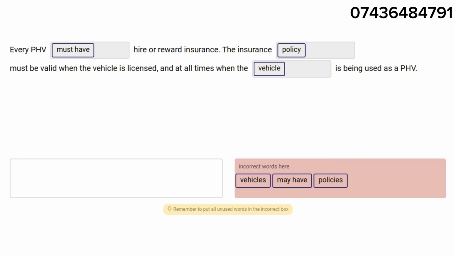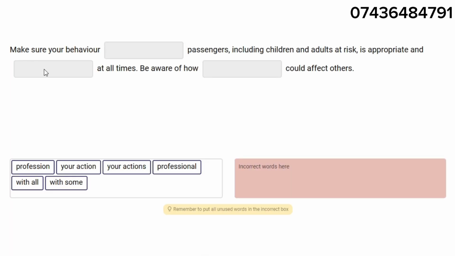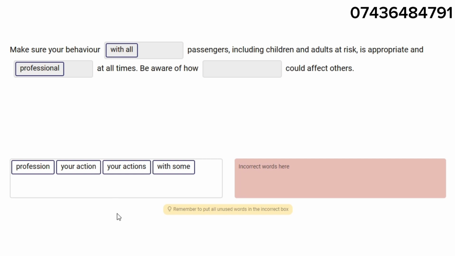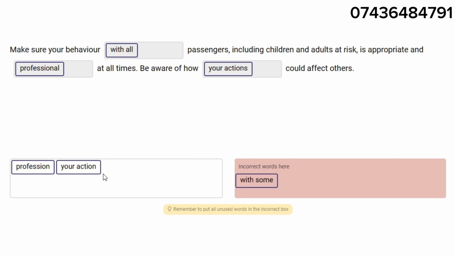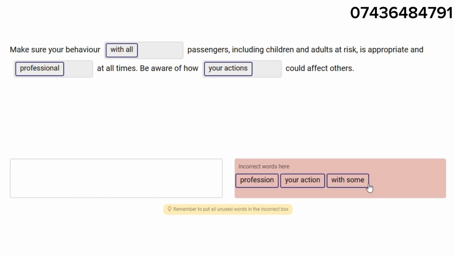So we have the last two questions in our hand. Next question: make sure your behavior with all, not some, passengers including children and adults at risk is appropriate and professional. Sometimes if you use common sense you can find the correct answer. At all times be aware of how your actions, not action. When you are using action it will be singular, and actions will be plural.